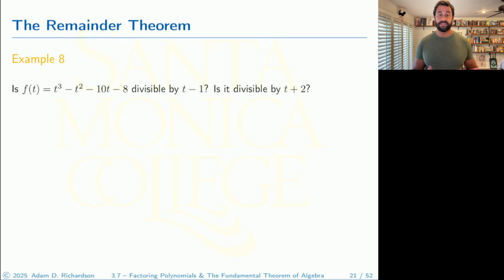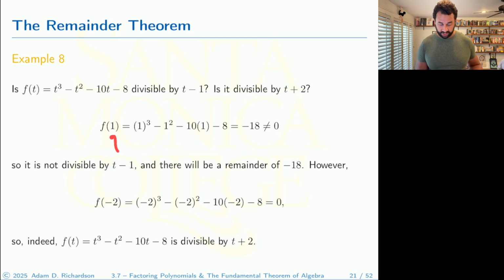Wow, that's amazing. Here, let's check. Okay, if I test 1, if I plug 1 into this, I get negative 18. Negative 18 is not 0, right? So this function is not divisible by t minus 1. t minus 1 is not a factor of this polynomial.